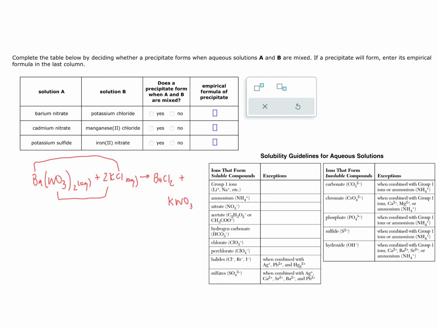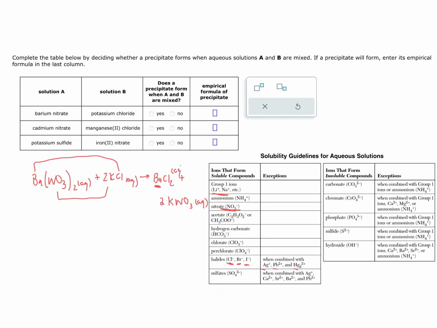Now to figure out if a precipitate will form, we want to look up the solubility of these possible products. So nitrates are always soluble, as are group 1 metals. So the potassium nitrate, and I'll have two of those to balance this out, is always soluble. Halides are insoluble when I have silver, lead, or mercury. We don't have silver, lead, or mercury, we have barium.